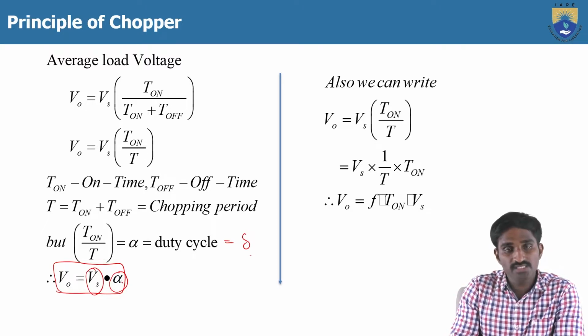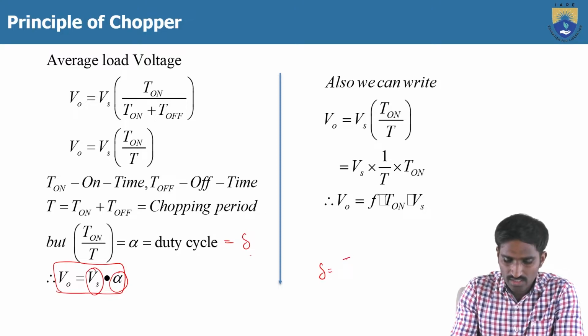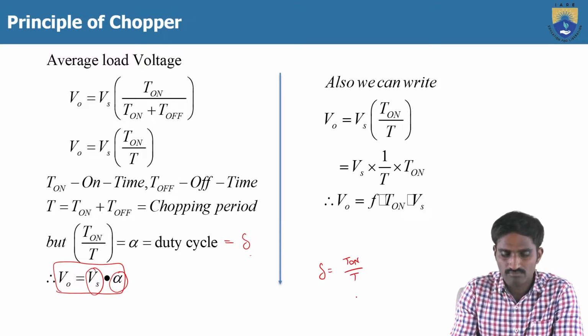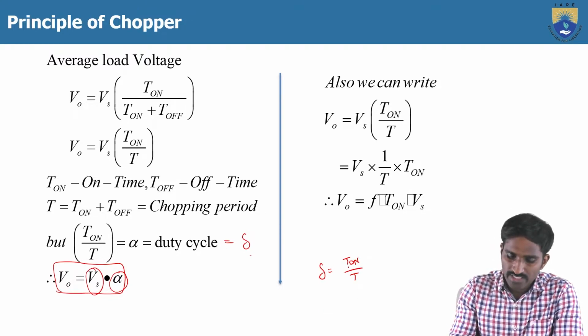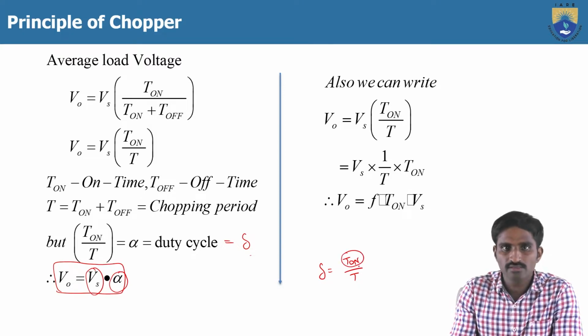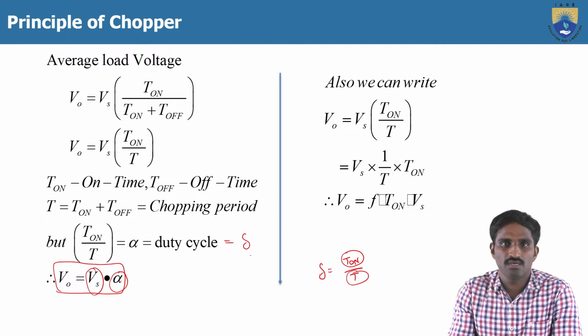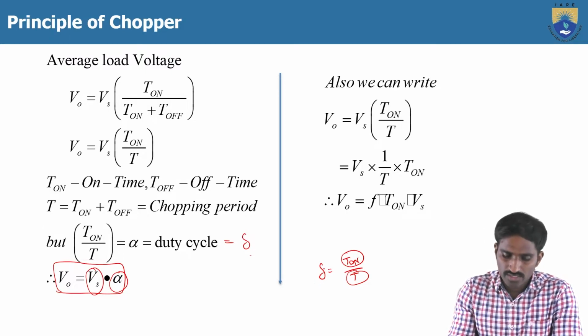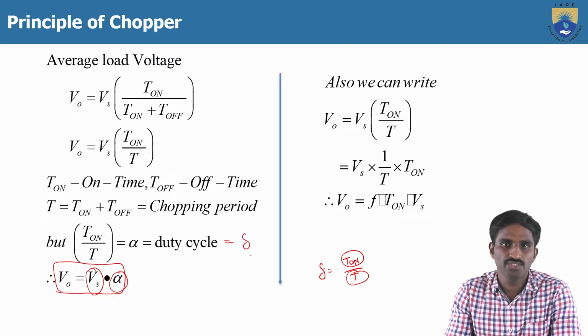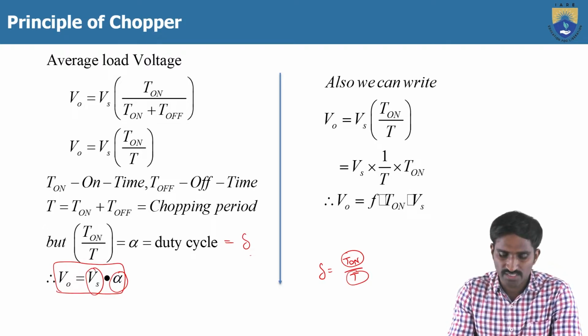Then how can we change this delta value? As you can see, delta is equal to T on by T, which means either we have to change the on period, T on, or we have to change the total time period. In both cases we can vary the delta value, that is the duty ratio. Then what is the range of the value of the duty ratio here? The minimum and maximum range.